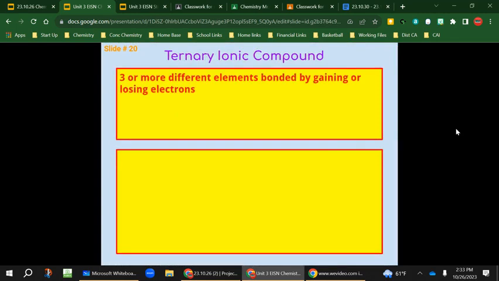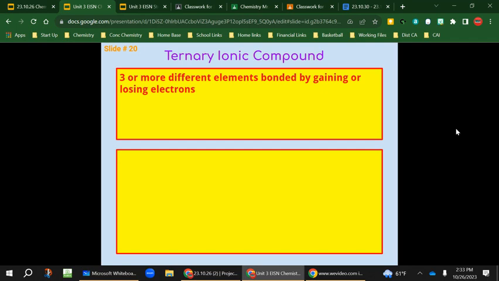A ternary ionic compound has 3 or more different elements, and it is formed by gaining or losing electrons. Now, how do you recognize in a formula if there are 3 different elements? 3 or more. No, a formula would be like H2O. How many? 3. If there are 3 or more capital letters, ladies and gentlemen, in your formula, you have to be having something that has a ternary ionic compound.